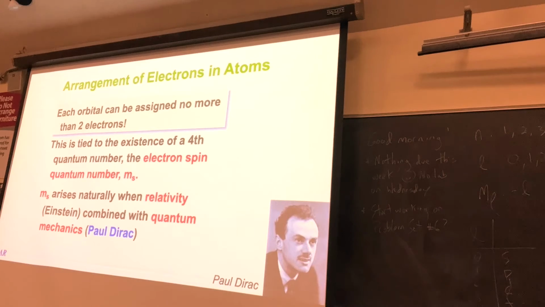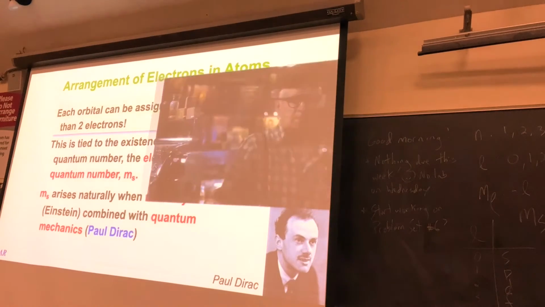So, the fourth quantum number is M sub s. I'll put it right here, and it's called the spin quantum number.